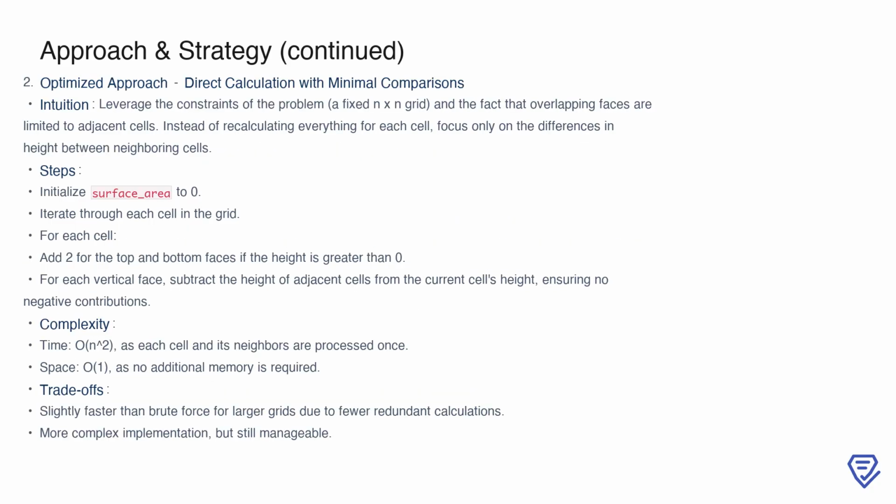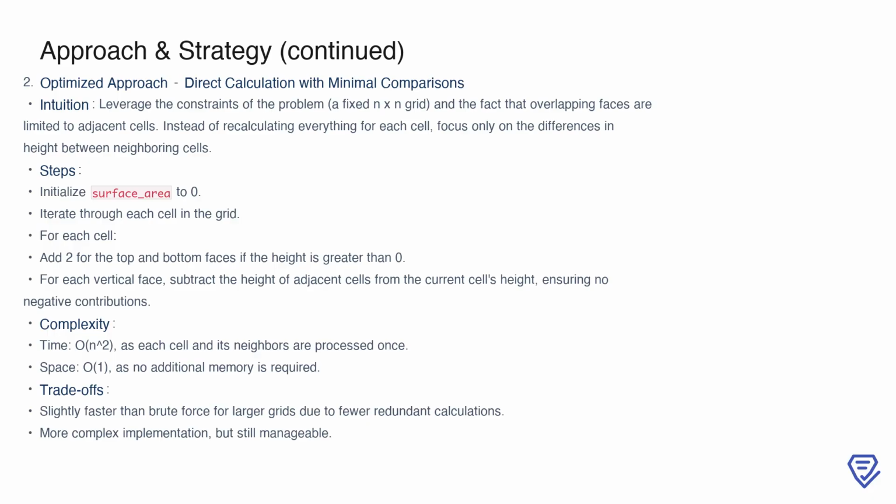To improve upon the brute force approach, we can apply an optimized method that minimizes redundant calculations. Here, the key insight is to recognize that overlapping faces are limited to adjacent cubes, and we can directly calculate only the visible portions of the surface area. Instead of recalculating everything for each cube, we compute the surface area contributions by focusing on the height differences between neighbors. For each cube, we still add 2 units for the top and bottom faces if the height is greater than 0. Then, for the vertical faces, we compare the current cube's height with its neighbors and add the difference, ensuring that no negative values are included.